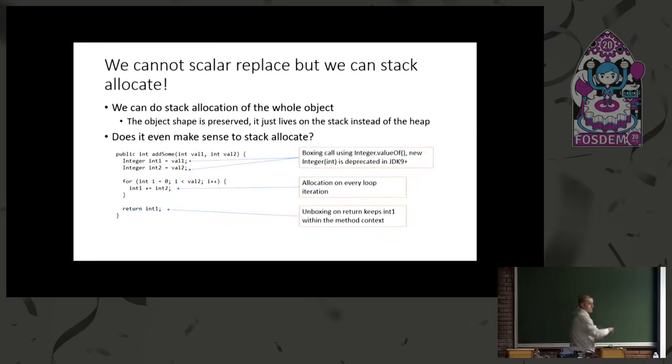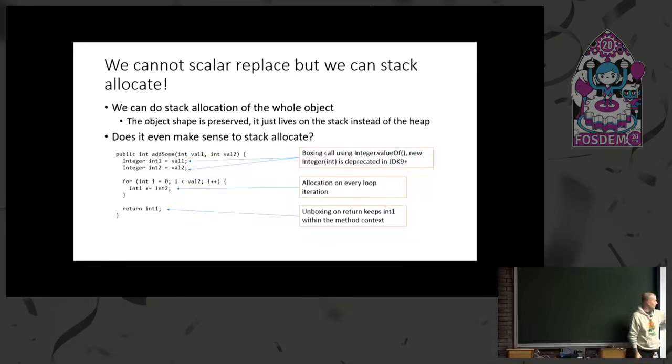Now, this is what we actually came up with. We said, well, we don't actually have to scalar replace it. What if we actually allocate it, but allocate it on the stack? So the object shape is preserved as it typically was, and it just lives on the stack just like the primitive, which is a little bit of extra stuff. It has a flags field, it has a class pointer, everything you normally would expect from an object. Now, is this useful? Well, yeah, let's consider this example.